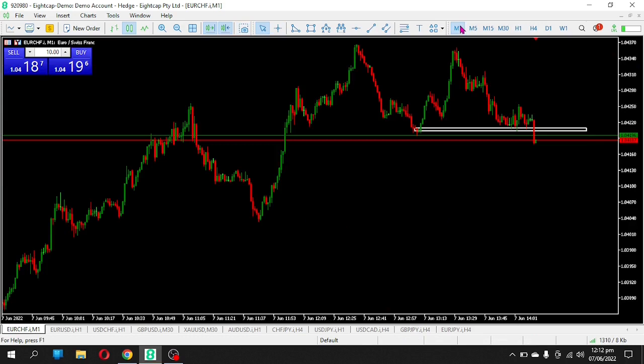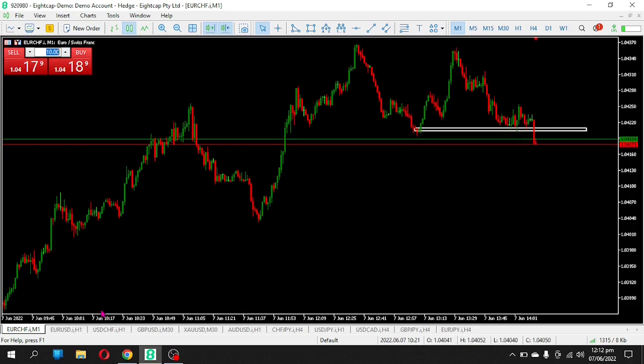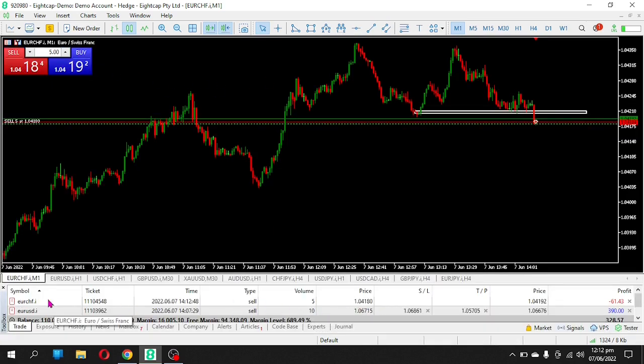because of these candlestick signals. Back on the 1 minute, I'm also going to go for a sell here, but I will use a lot size of 5.0 because I already have an open trade for which I used a 10.0 lot size. Good, now I've sold. Here is our Euro CHF trade with a volume of 5.